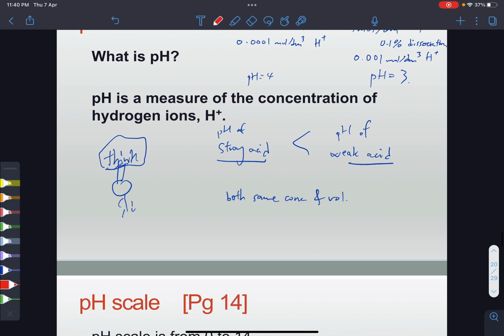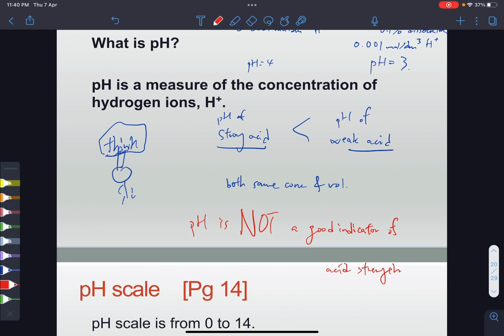I write in red: pH is not a good indicator of which acid, or rather acid strength, the strength of the acid. pH only tells you how much H plus you have. It doesn't tell you which is stronger or weaker, or rather which is a strong acid and which is a weak acid. That's the main takeaway we have here.